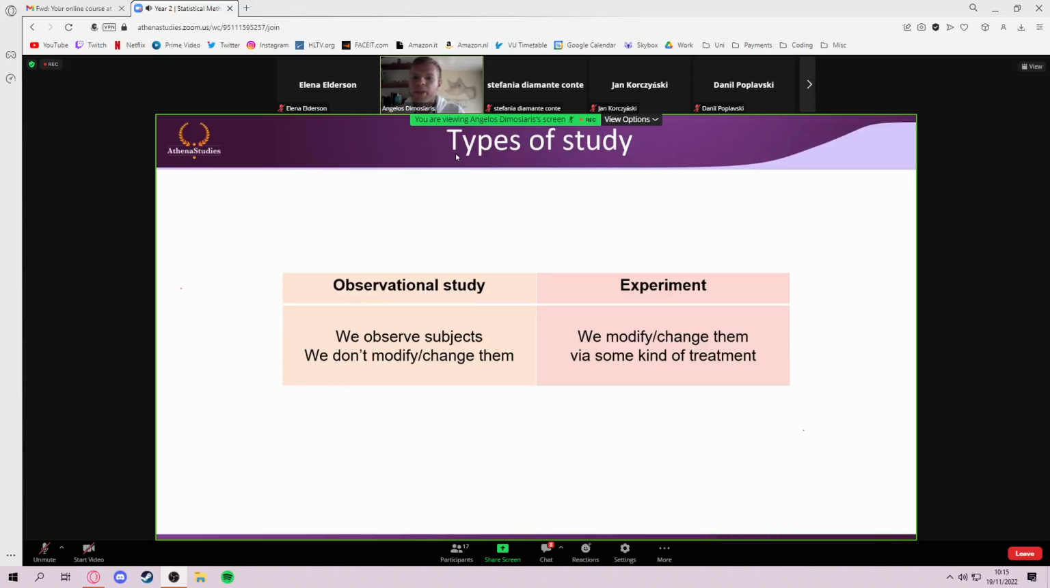So yeah, let's go back to the medicine thing. If you give a medicine to some people, then you change them. So you give them a kind of treatment. You give something that will change their health, maybe to the better side or the negative side. If you give something and it turns bad for them, it will be very unethical. But anyways, you can observe people.